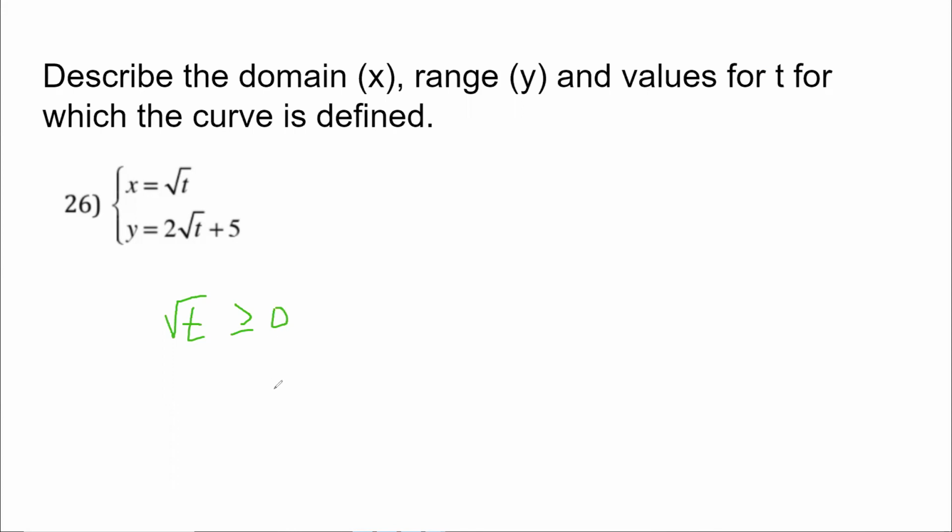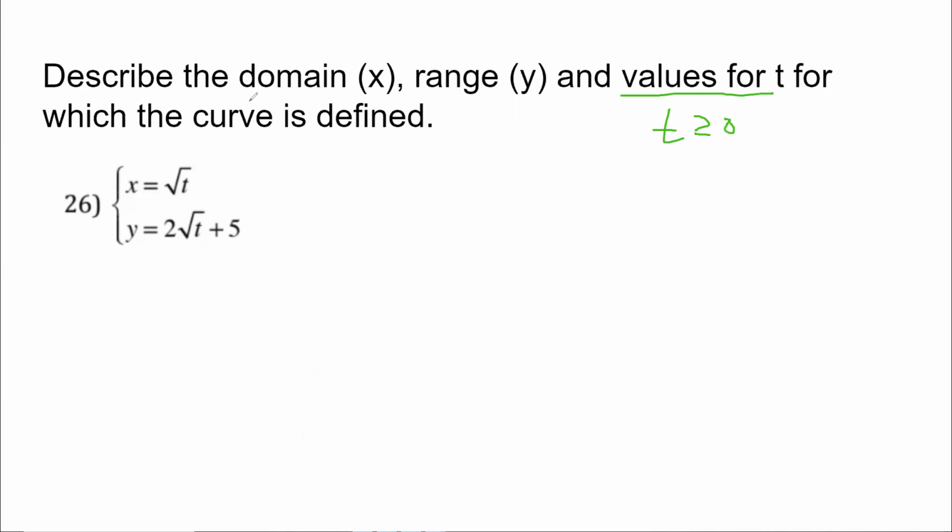So as t increases, the square root of t will increase. But there's a restriction that t has to be greater than or equal to 0 as well, because if t is negative, you get the square root of negative 1, which wouldn't be a real number. It would be i. That's what the square root of negative 1 is. And if you have a value for t that you plug in and you don't get a real number, then it's just not in your domain. So we have to make sure that t is greater than or equal to 0.